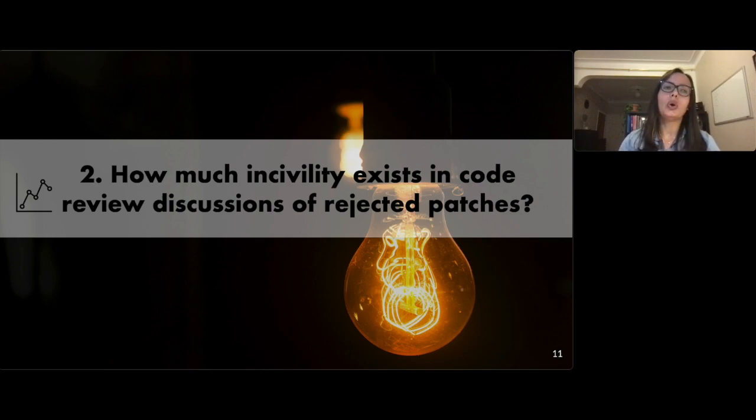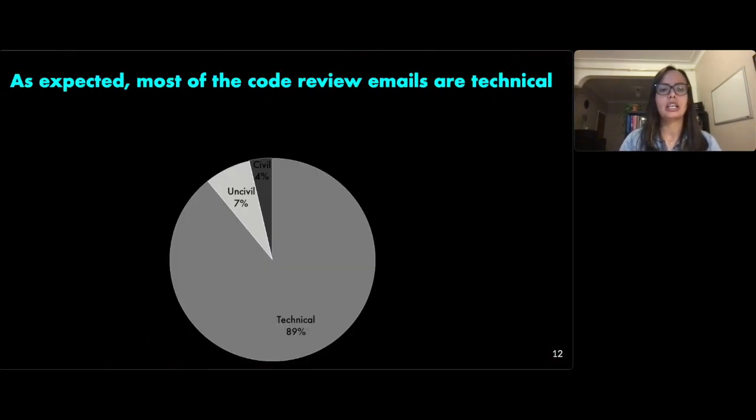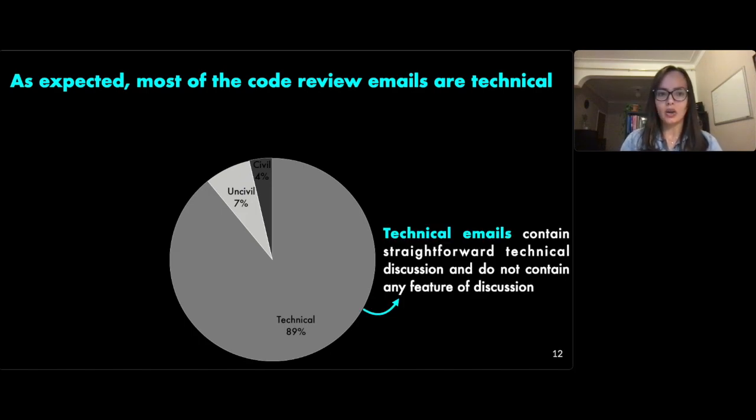Okay, so now that we know what the features of discussion are that express incivility in code review discussions of rejected patches, we can characterize how much incivility exists in code review discussions. So we classify the emails into technical, civil, and uncivil based on the discussion's features that they demonstrate. An email is technical if it contains only straightforward technical discussions and does not contain any feature of discussion. And technical emails represent 89% of the analyzed emails.